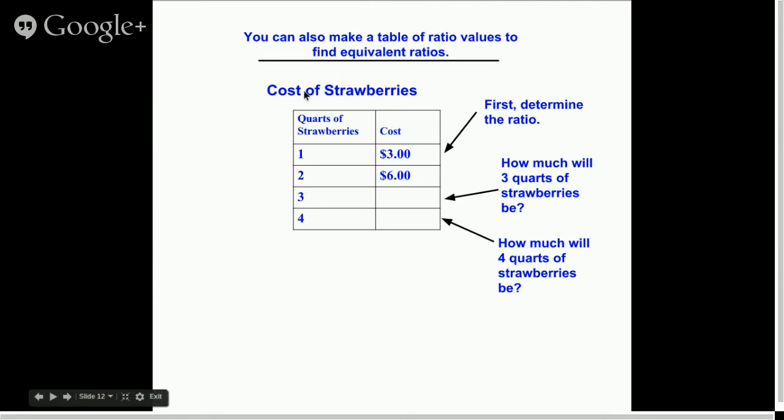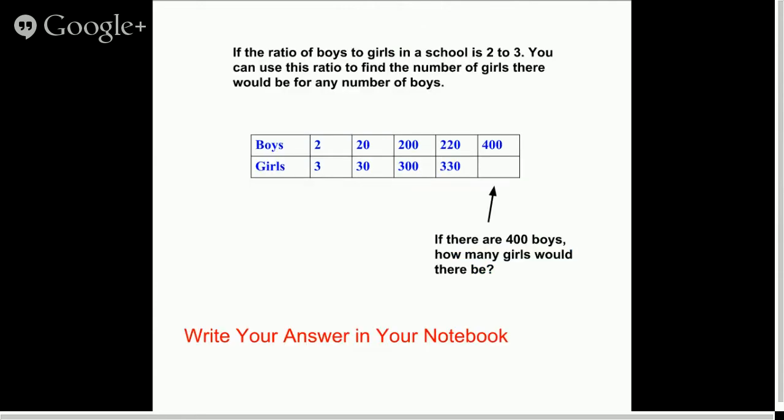You can also make a data table of ratios to find equivalent values. So first, you determine the ratio, 1 to 3. 2 to 6. Okay, then you figure out these numbers. This would be 3 to 9 and 4 to 12. All right, please try that with this one right now. Go ahead and pause it.